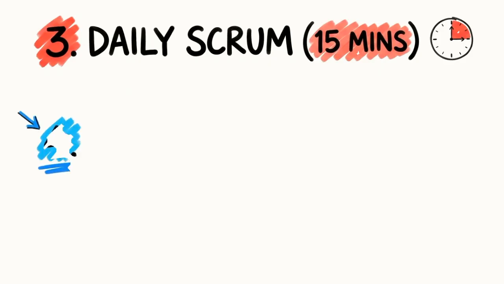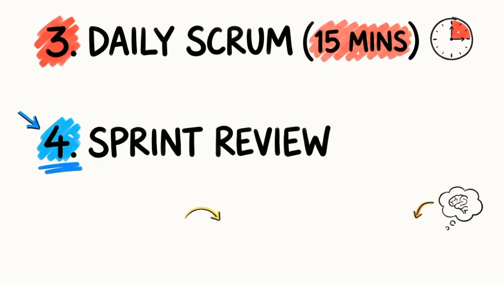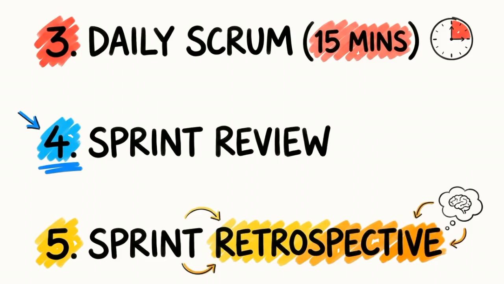At the end of the sprint, the sprint review happens. Here, the team shows the completed work to stakeholders and collects feedback. Finally, the sprint retrospective is held. This is where the team reflects on how they worked and agrees on improvements for the next sprint.